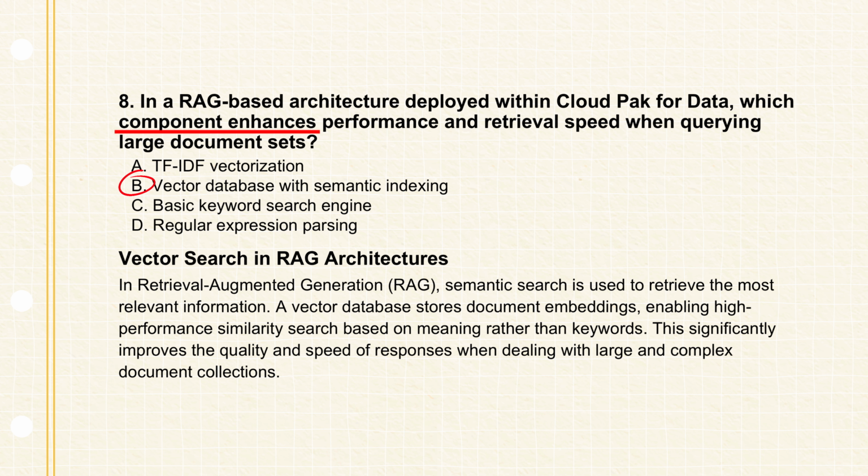Exactly. That semantic search, combined with the optimized structure of vector databases for finding nearest neighbors quickly, makes retrieval much faster and much more relevant, especially with huge amounts of text. It's a core part of effective RAG. The concept is vector search in RAG architectures. Faster and smarter retrieval. Got it.